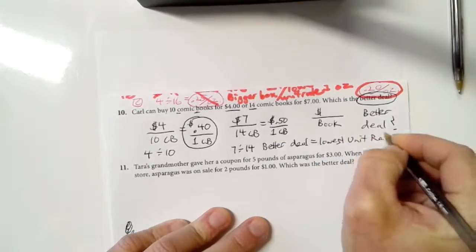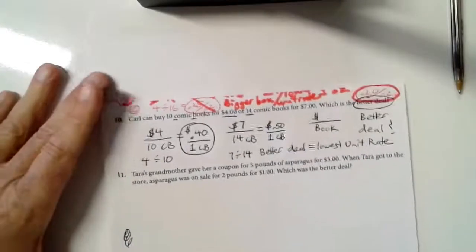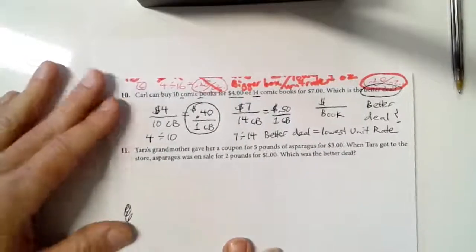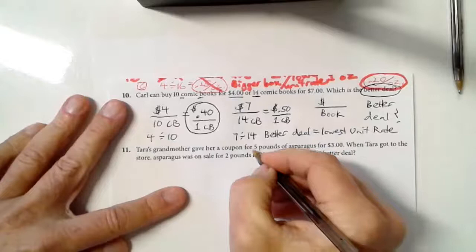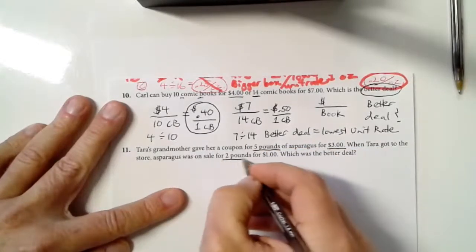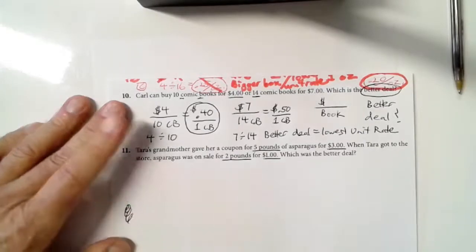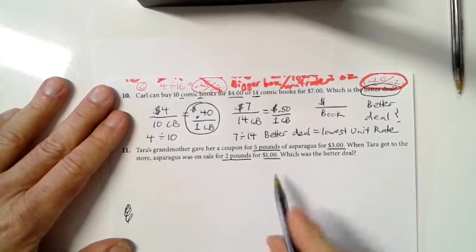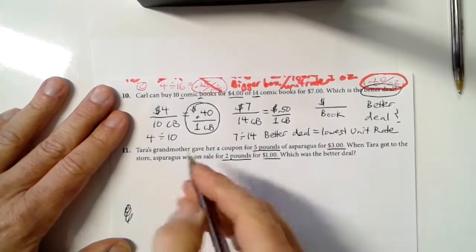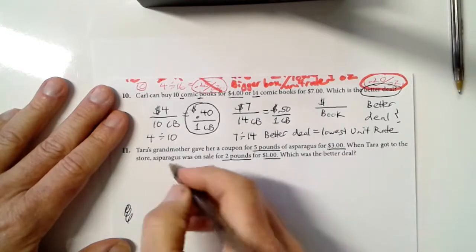And finally, let's go to this last question. See if we can wrap up this vid. Of course, you're free to forward and rewind and go wherever you want to. 5 pounds, $3. 2 pounds, $1. I can tell in my head right now, I know it's 60 cents a pound and 50 cents a pound. So I know the better deal is the asparagus on sale.